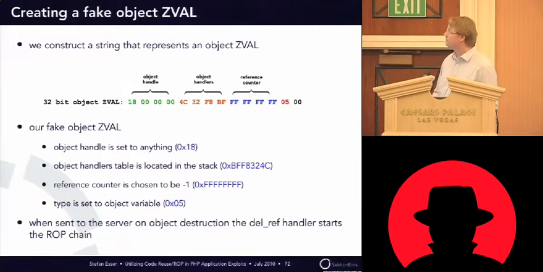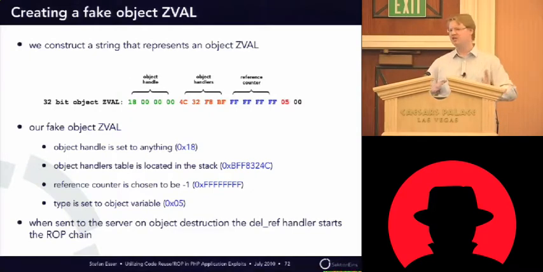So this will look like this. You have a fake variable. In this case, it's an object. An object is identified by the 5, not the 6, but the 5. You put in a reference counter of -1, so that it will be freed. The object handler's pointer will be a pointer to the stack location you just leaked and controlled. And the object handler can be anything.